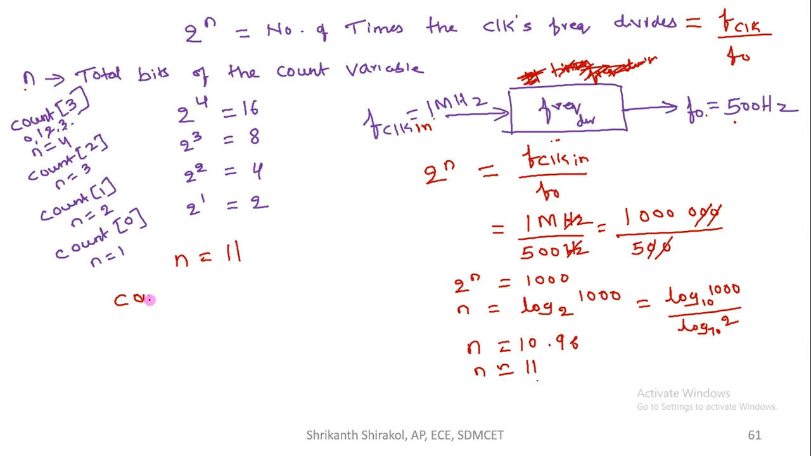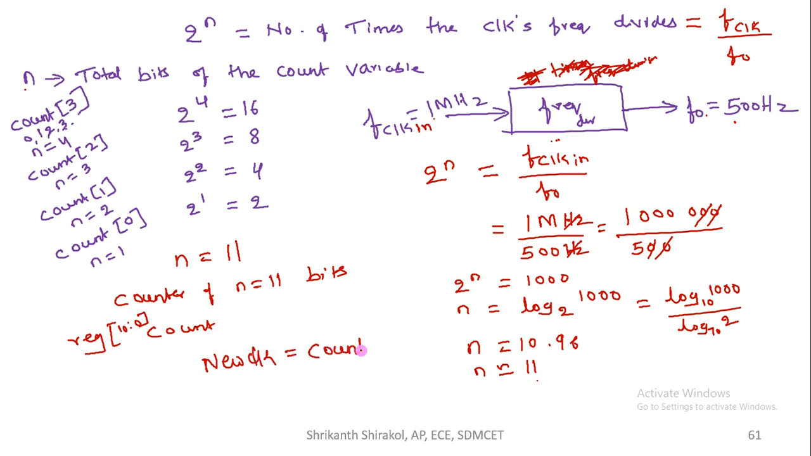So I need to implement a counter of n equal to 11 bits. You should define a reg of count which has 11 bits, that is 10 down to 0. So you should assign the new clock with count of 10. That's it. This thing with the code, with the Xilinx simulation, I'll cover in the next session.